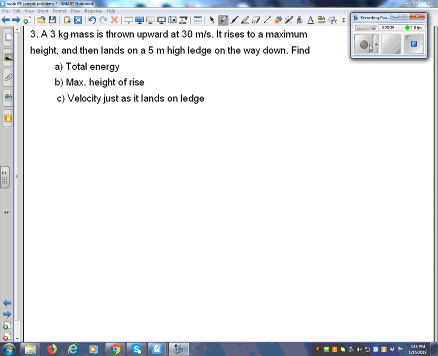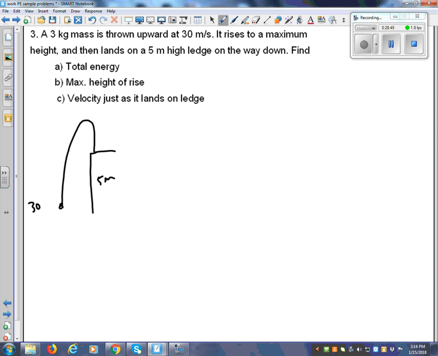A 3 kilogram mass is thrown upward at 30 meters per second. It rises to a maximum height and then lands on a 5 meter high ledge on the way down. Find the total energy, the maximum height of rise, and the velocity just as it lands on the ledge.